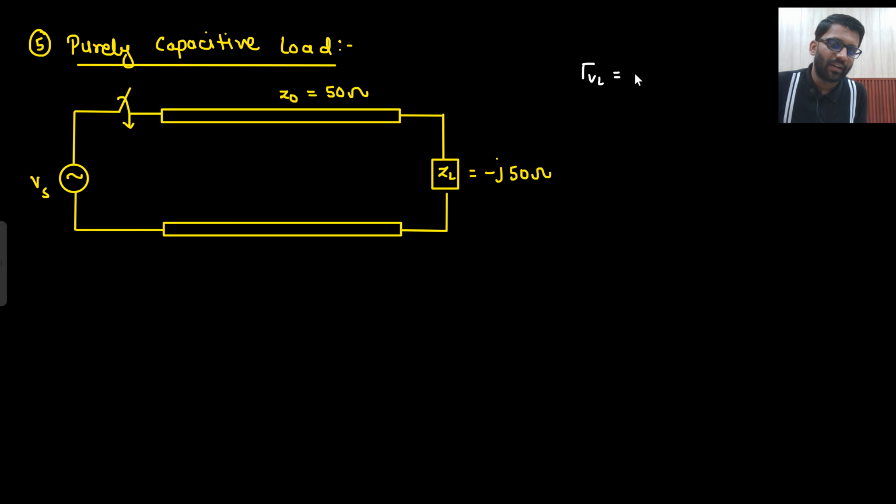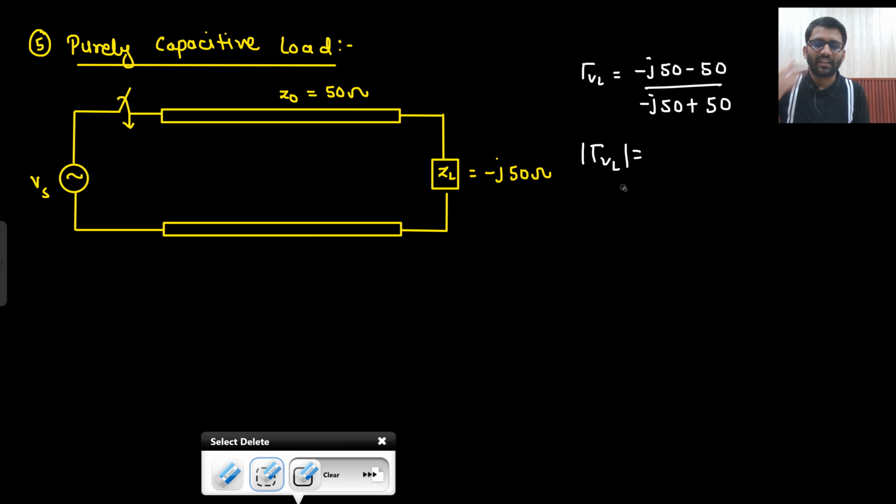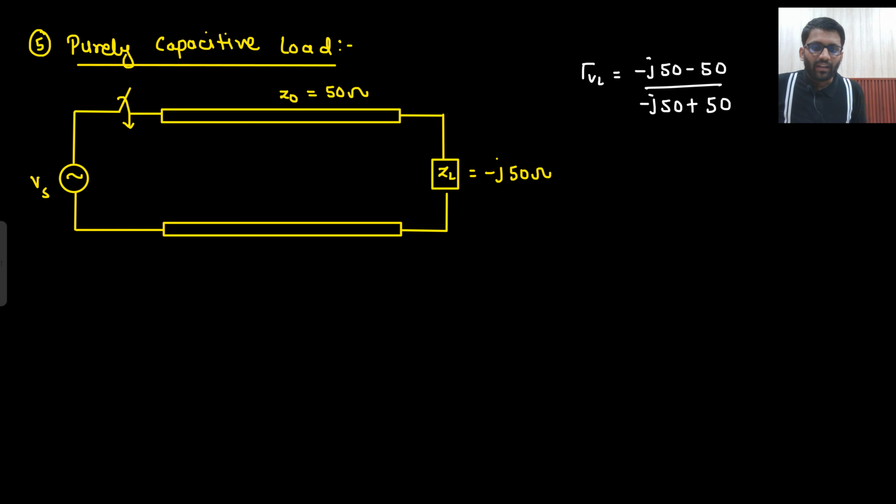So gamma L, I am writing, is ZL minus Z naught upon ZL plus Z naught. So if I write down the magnitude, I can directly see it, or what I can do first is that I will take minus 50 common. What am I taking common? Minus 50. So J plus 1 divided by, here also I am taking minus 50 common.